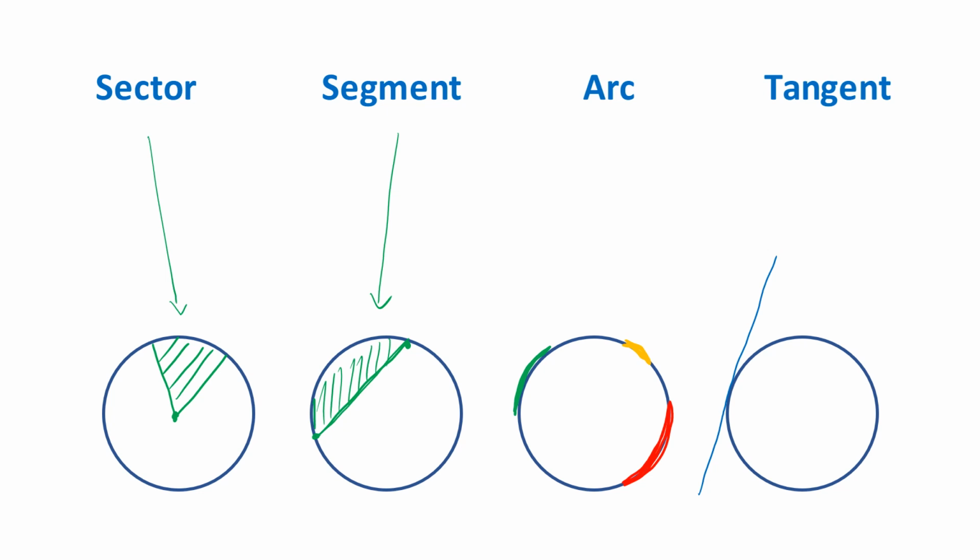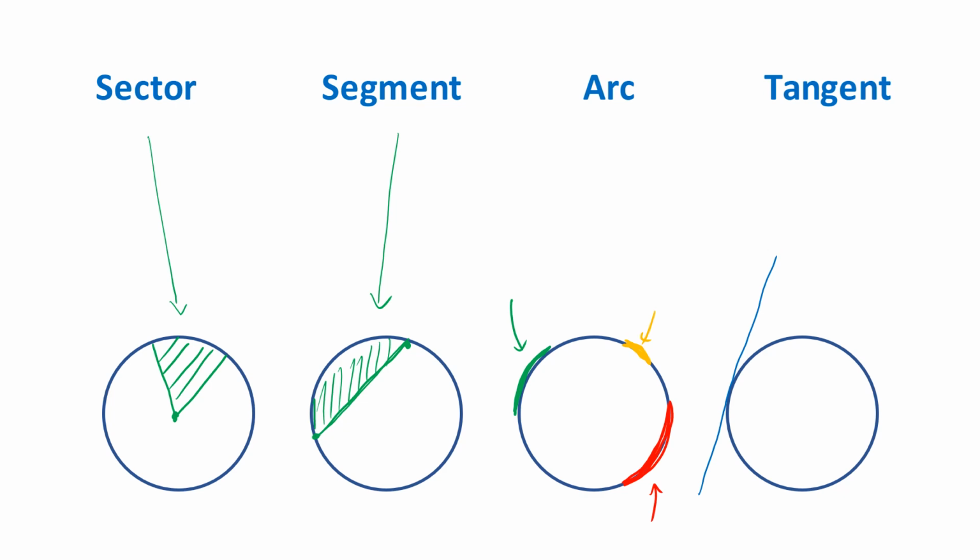We then have arc, and I've actually got a couple of arcs marked on here. So an arc is a part of the circumference. So I've got that green one there, I've got a smaller orange one here, and I've got a red arc that I've drawn on. Okay, so any part of the circumference.